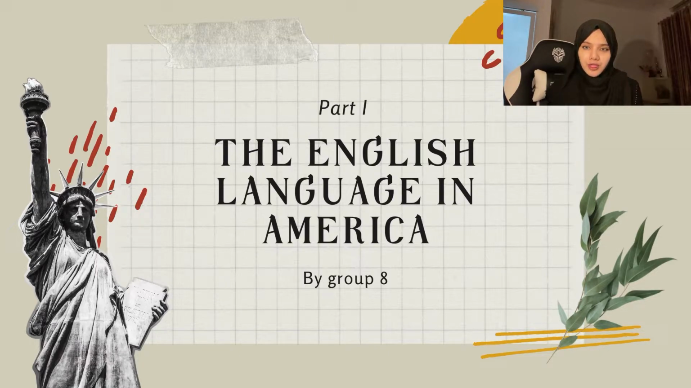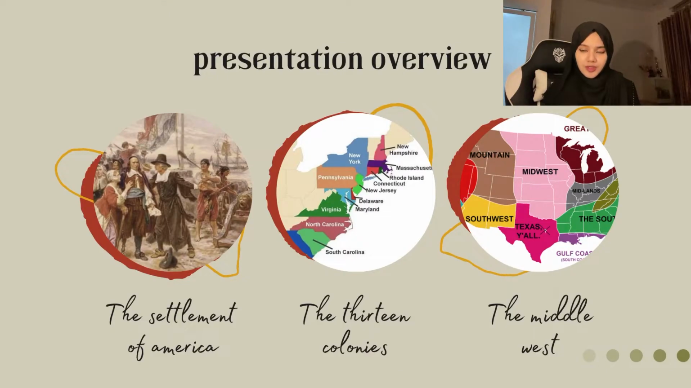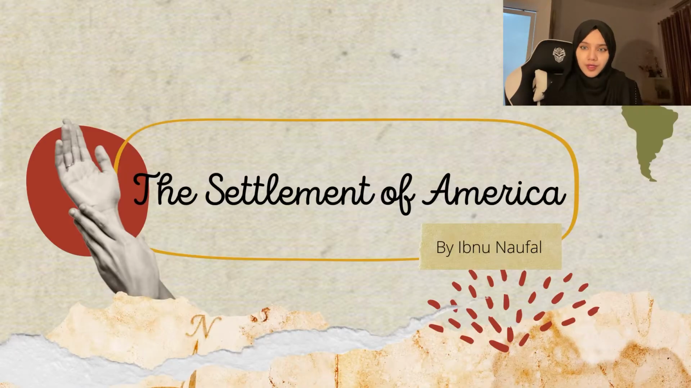We are from Group H, and we would like to present a topic entitled English Language in America. First, let me introduce myself. My name is Zahratul Arija, and here I am with my other friends: Dea Rosi Nurhanishah, Okta Putri Rahayu, Huryatul Husna, and Ibnu Noval. In this presentation, we would like to explain the settlement of America, the 13 colonies, and the Middle West. The first material, the settlement of America, will be explained by Ibnu Noval. For Ibnu Noval, time is yours.